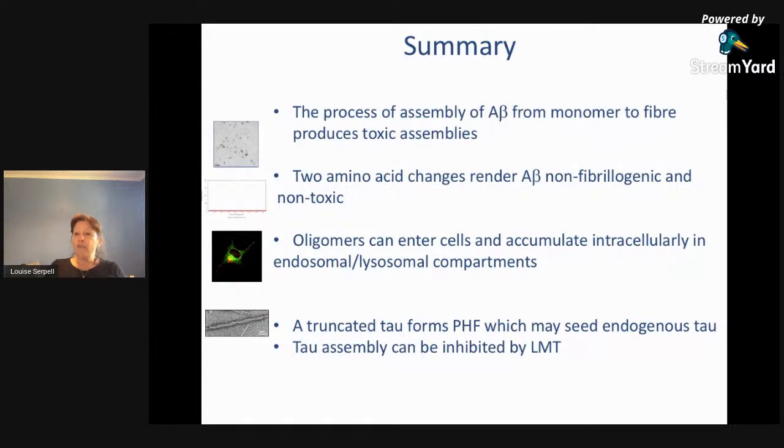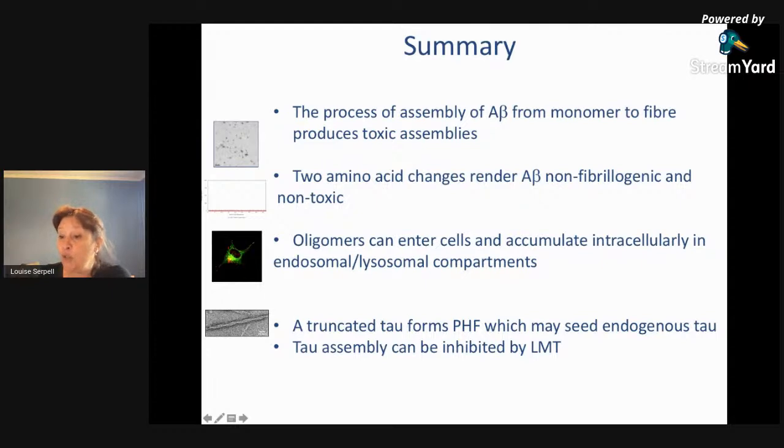So to summarize what I've talked to you about today, the process of assembly of A-beta from monomer to fiber produces toxic assemblies. We've shown that, but many other groups have too. We introduced a new variance control peptide, which has 2 amino acid changes that render the A-beta non-fibrillogenic and non-toxic. We've shown, and others have, that oligomers can enter cells and accumulate intracellularly in endosomal and lysosomal compartments, and we've shown that there's an impairment of the endolysosomal pathway.